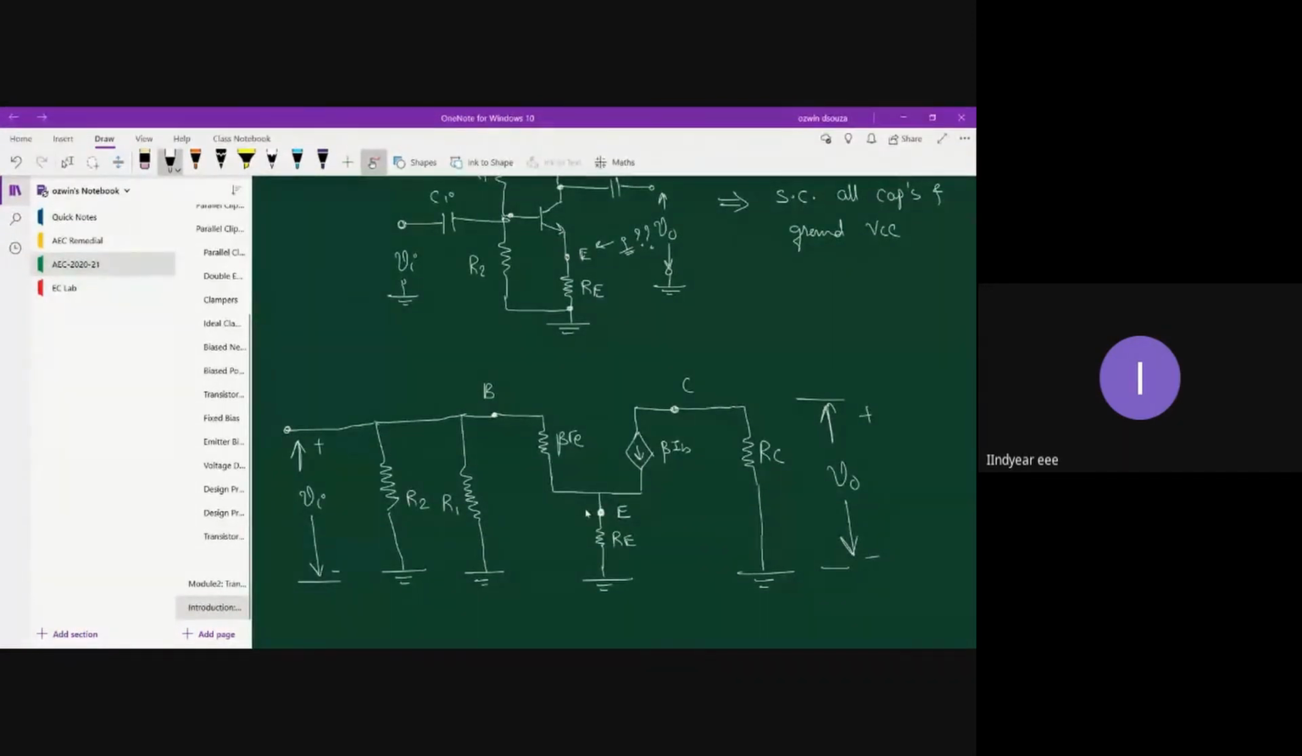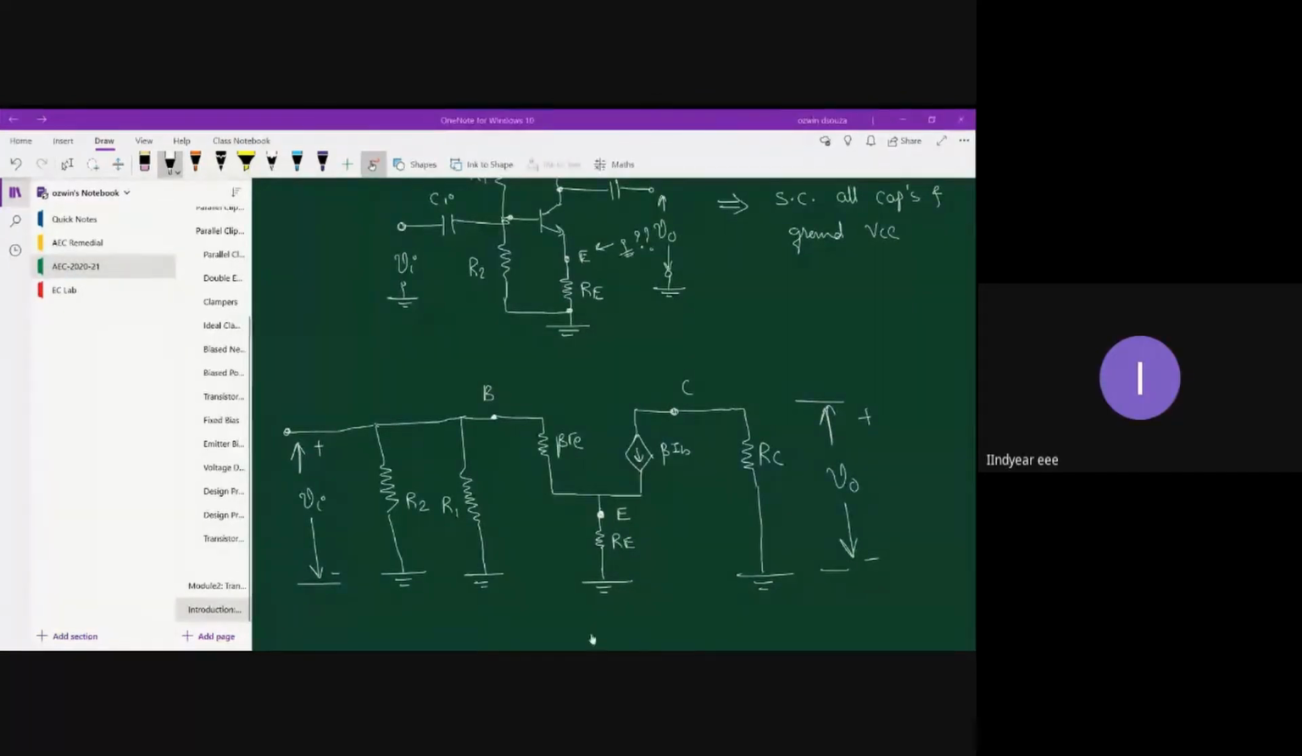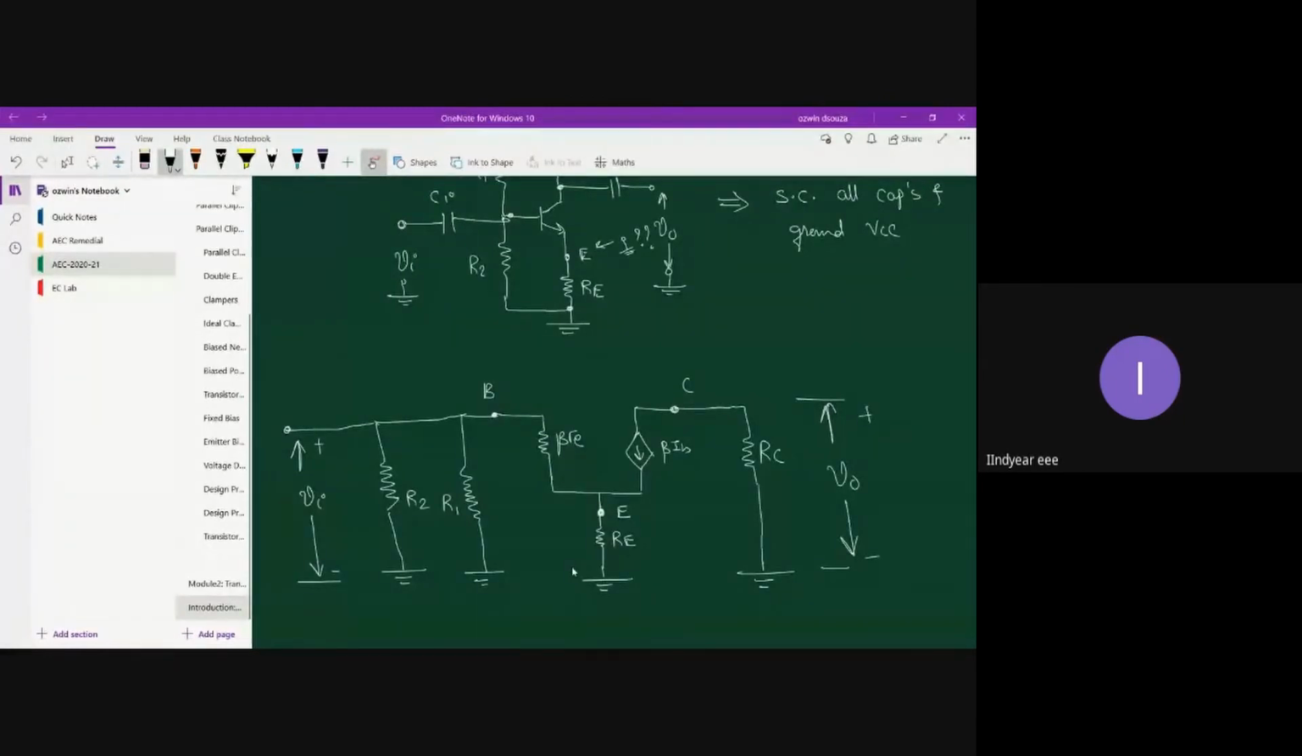Did you understand? Please tell me. Did you understand this step or no? Yes, sir. Okay, clear, right? So this is the meaning of bypassed and unbypassed capacitor. The same analysis holds good for emitter bias circuit also. The only difference between voltage divider bias circuit and emitter bias circuit is that you will not have the R2 resistor in the emitter bias circuit. Okay, that's the difference.